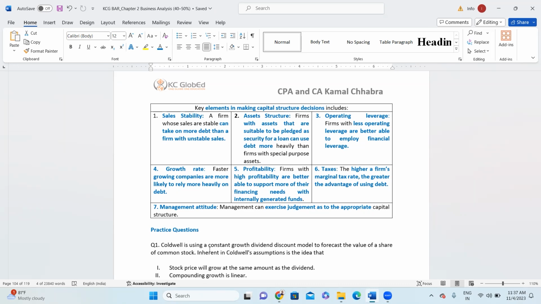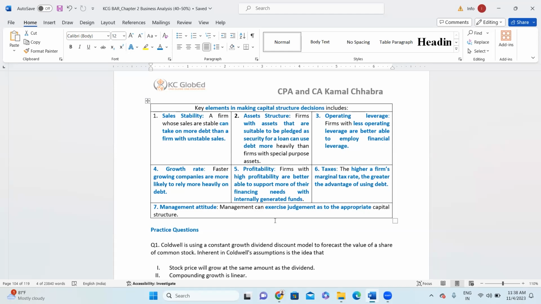Next one is profitability. The firm with high profitability is better able to support more of its financing need with internally generated funds, right? If the company is self-sustainable, then it is easy for that organization to naturally grow. But if the company is dependent on external funds, for example, companies like Byju's, Zomato, Swiggy, Oyo, all these companies are very much dependent on investors' funds to grow, right? Because all these companies are loss-making organizations, right? So the firm with high profitability is better able to support more of its financing need with internally generated revenues. Make sense?